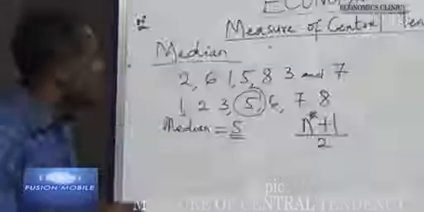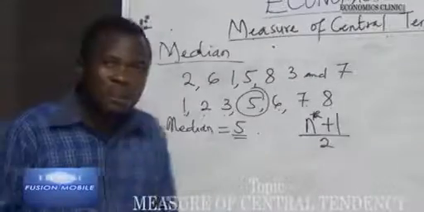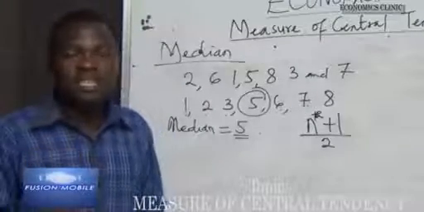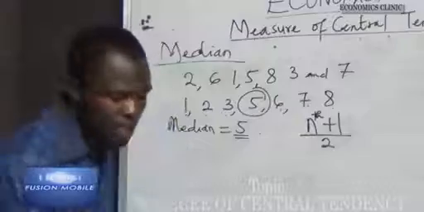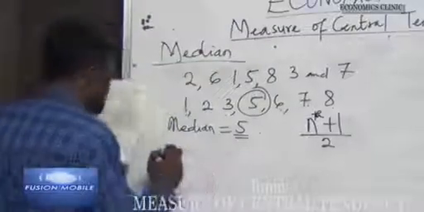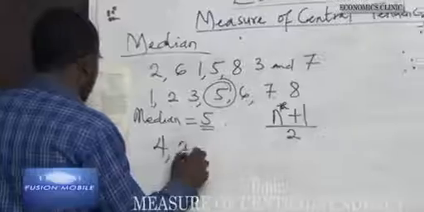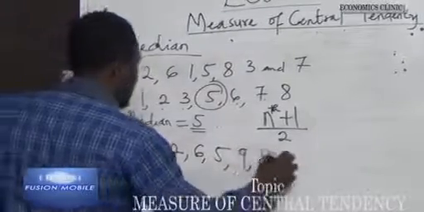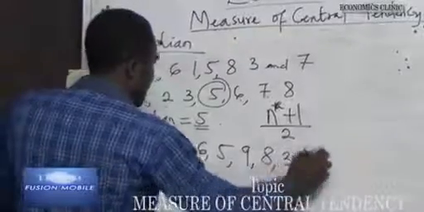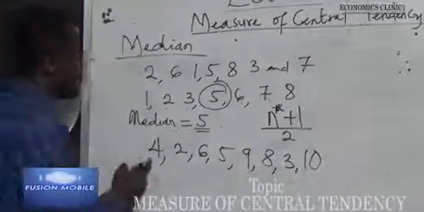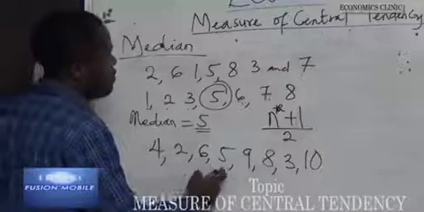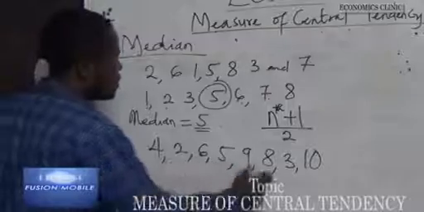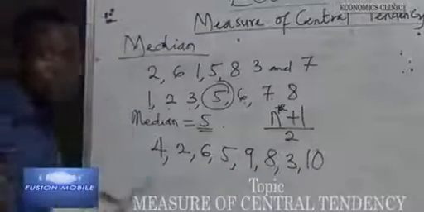Now in the case of an even number, we add the 2 values that are midway together and divide by 2. An example is given as this, where you have 4, 2, 6, 5, 9, 8, 3, and 10. If you count this distribution, 1, 2, 3, 4, 5, 6, 7, 8, 8 is an even number.